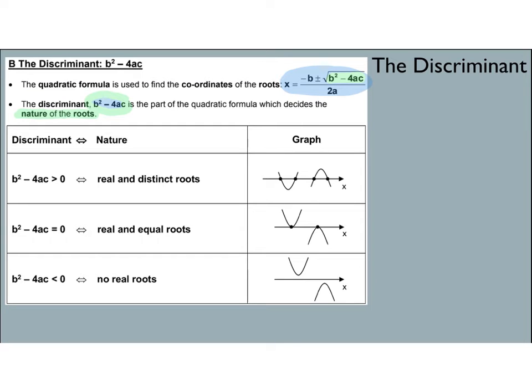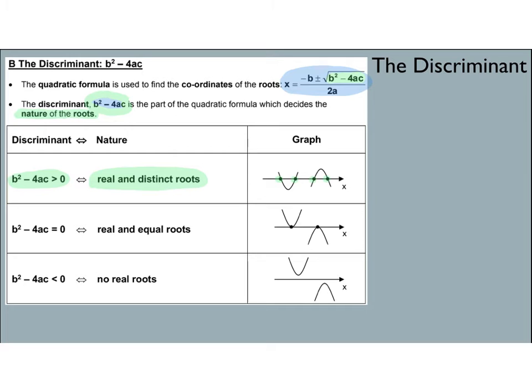So let's make sure we know what phrases to use. If we get an answer for b squared minus 4ac and it comes out more than 0, we need to use the phrase real and distinct roots. Remember, that meant that for each graph it crossed over the x-axis twice, but use this phrase, real and distinct.